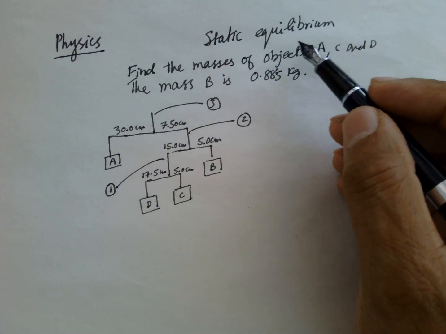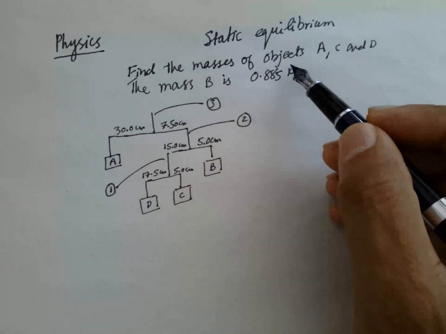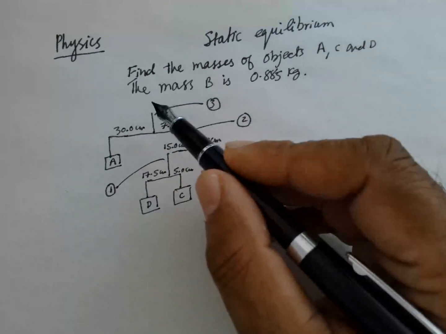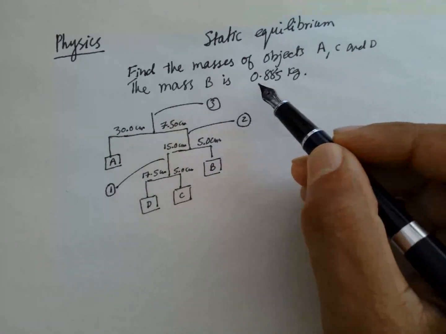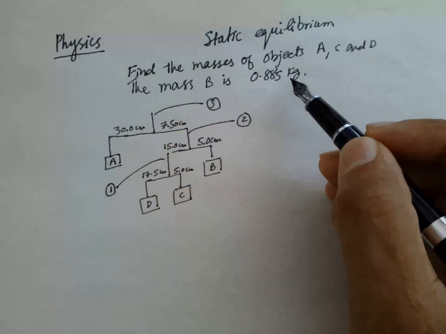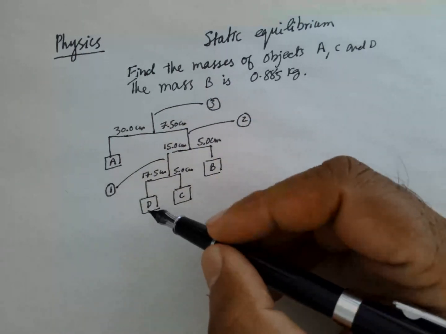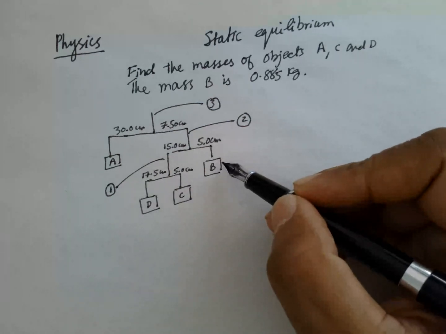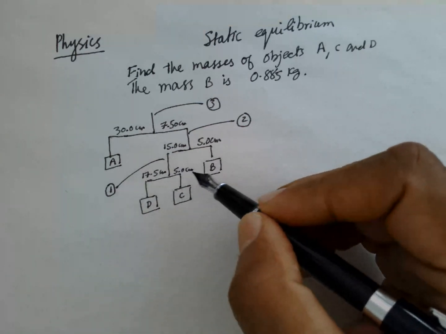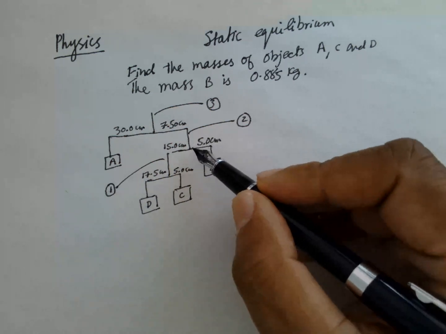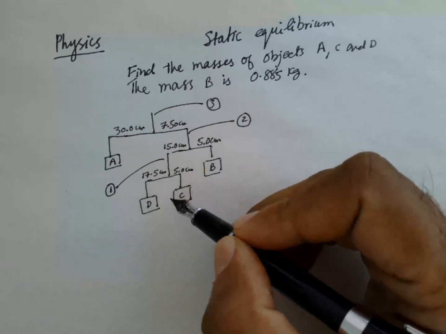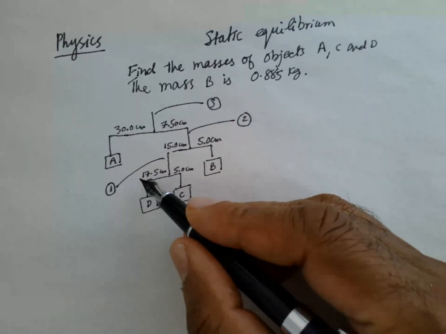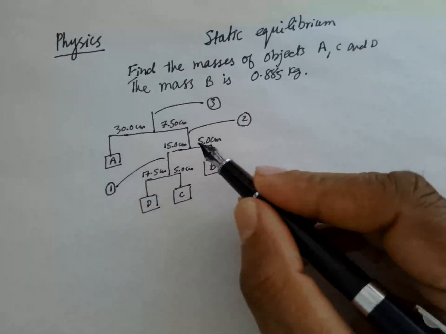Static equilibrium. Find the masses of the objects A, C, D, given that the mass of B is 0.885 kg. So D, C, B, A. This mass is given, and we have to find the other masses where they are in equilibrium, and the arms are also given. So first of all, consider this 1, 2, and 3.